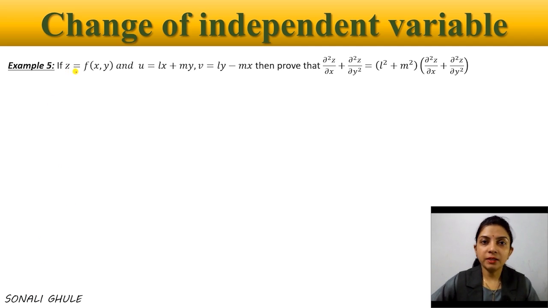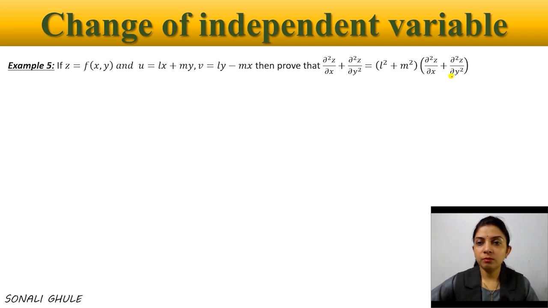What is the given part? See here, z is equal to f of x, y, and u is equal to lx plus my, v is equal to ly minus mx. Then we have to prove here (∂z/∂x)² plus (∂z/∂y)² is equal to (l² plus m²) times ((∂z/∂u)² plus (∂z/∂v)²).